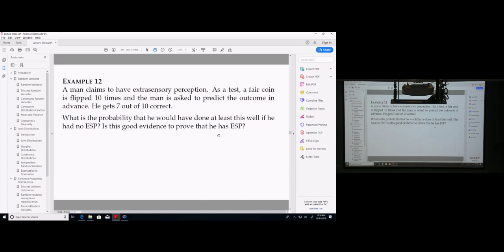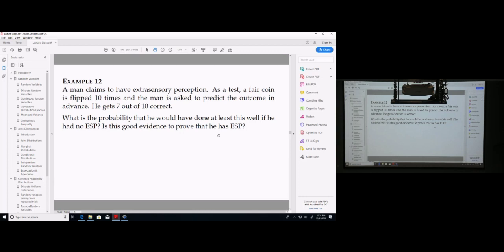So a man claims to have extrasensory perceptions. As a test, a fair coin is flipped 10 times, and the man is asked to predict the outcome in advance. So he predicts, say, head, tail. Meaning that for each guess, we can assess whether he gets it correct or wrong. If he has extrasensory perception, in particular with the coin guessing, then he should have a higher chance of getting it right, all right?